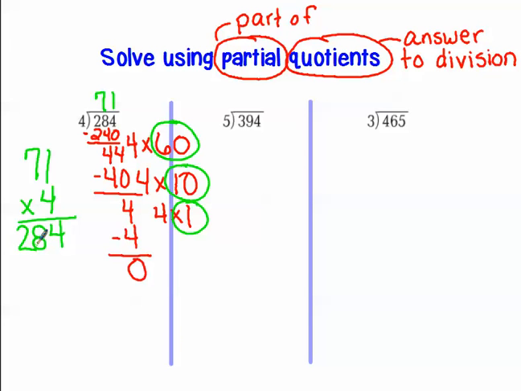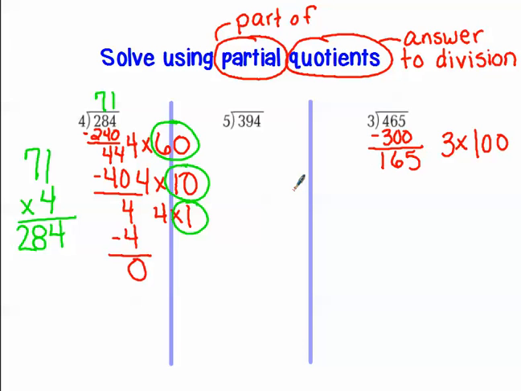So let's try it with 465 divided by 3. I have to think, okay, 3 times what's going to get me close to 465? Kids struggled today because they thought, okay, Miss Rushton, 3 times 10, that's 30. 3 times 11, that's 30. I'm trying to get close, and I'm not sure. And I said, okay, well, think about this. What if we started with 3 times 100? That's 300. If I subtract now, I get 165.